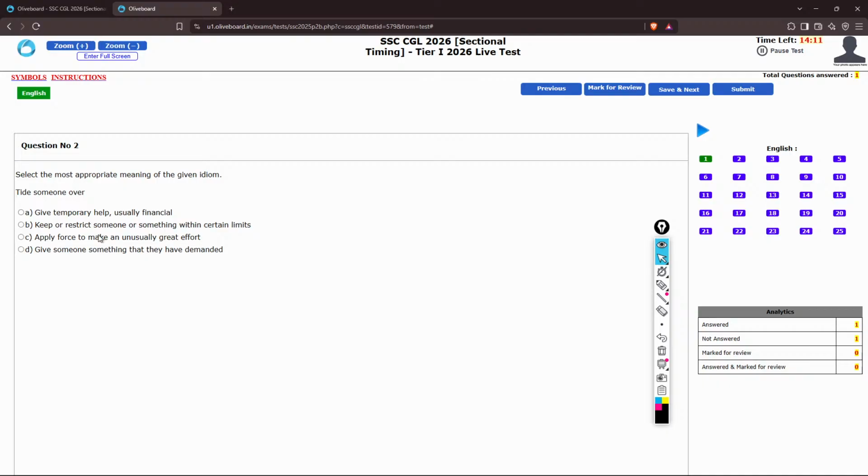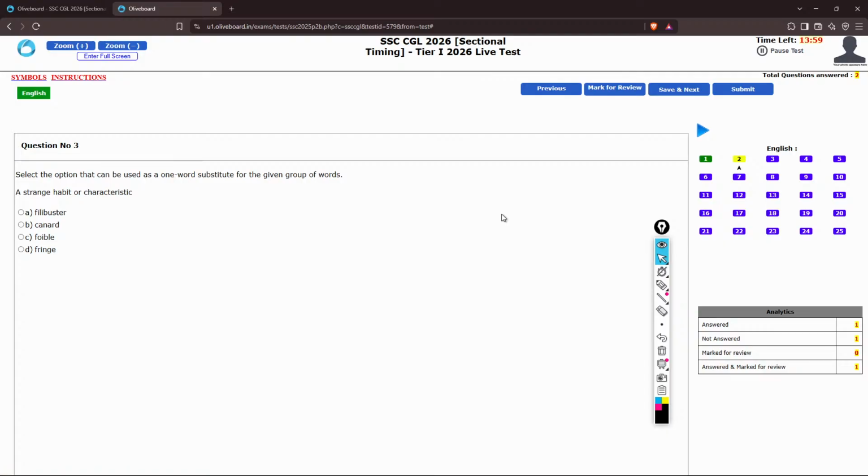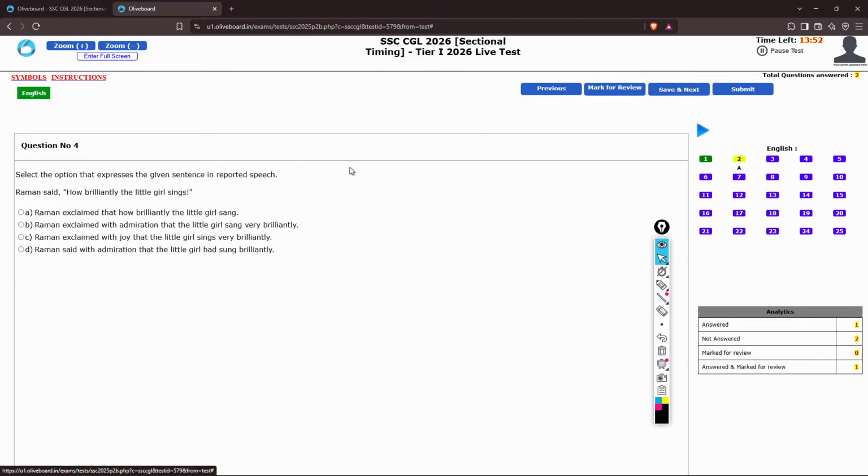Tied someone over. Apply force to make an unusually great effort. A strange habit or characteristic. Raman said how brilliantly the little girl sings. Raman exclaimed with admiration that the little girl sang very beautifully. Yep.